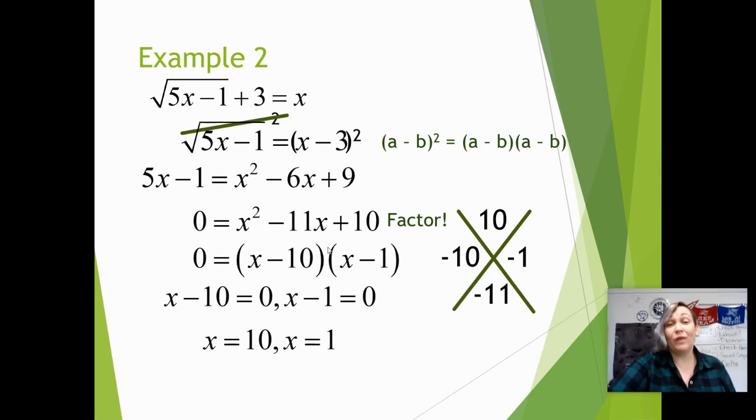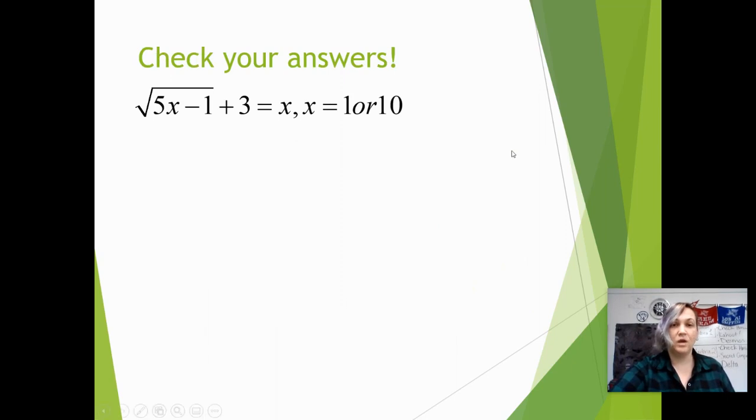But I do have to check. It's especially important to check your answers when you have a variable that's not underneath the radical. When that happens, it is possible to get an answer that's not really an answer. So let's check. When you're checking, you're going to plug one number in at a time, and you're going to plug it into all of the x's.